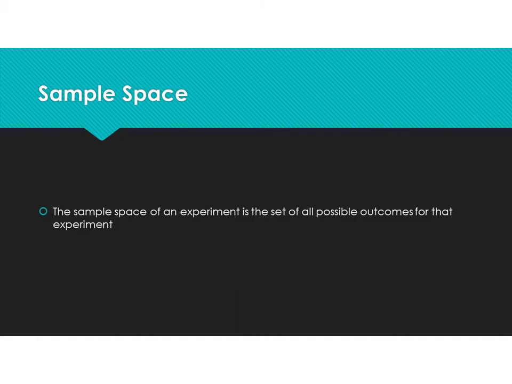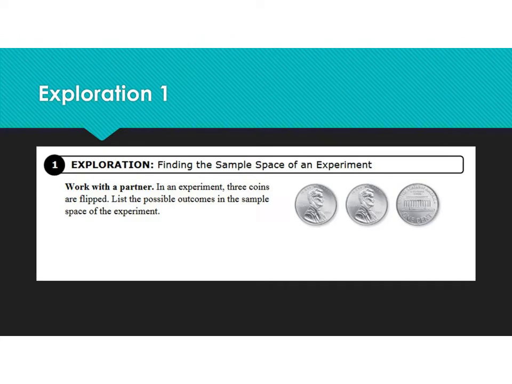We're starting at the top of page 283 in your journal, and it defines the sample space of an experiment as the set of all possible outcomes for that experiment. So we're going to go over your explorations, which would be some examples, but a quick example would be if I tossed a coin, my sample space is either heads or tails because that's what my outcomes could be. So let's look over some of your explorations.